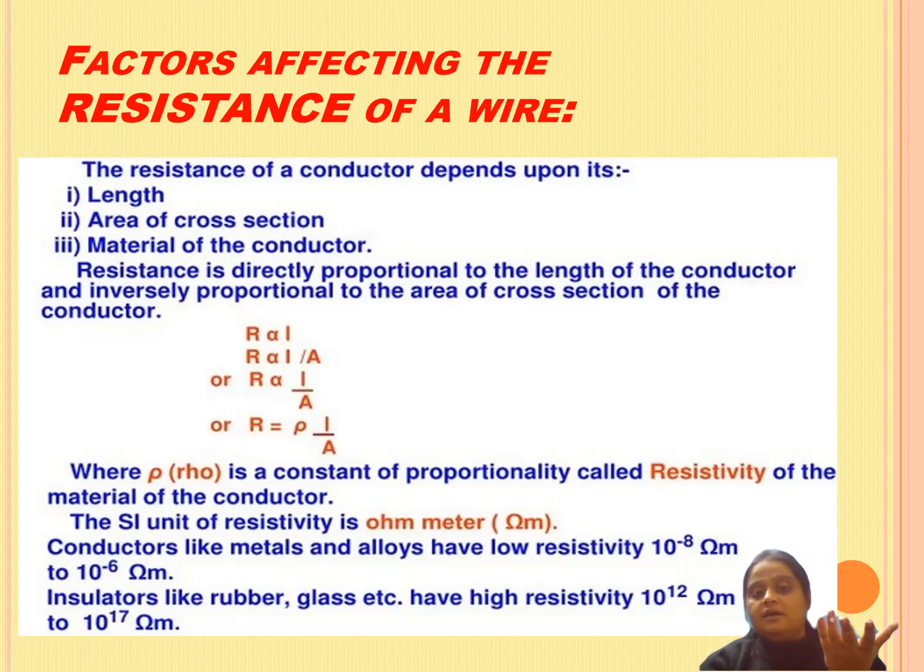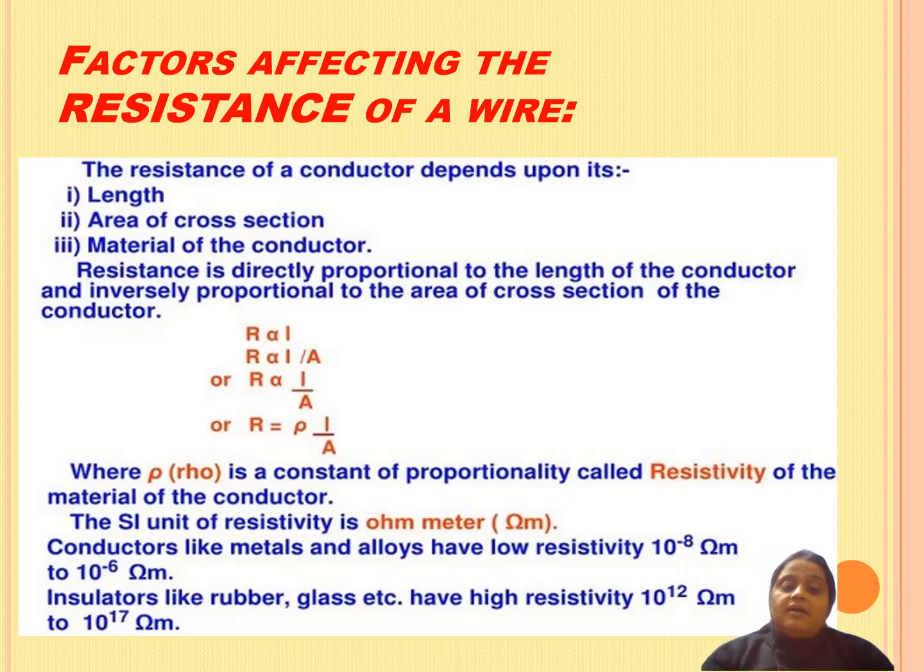The symbol is rho. So rho is the constant of proportionality that is known as resistivity. And the unit for this resistivity is what? Ohm meter. So you can say the resistance will be equal to the resistivity if a wire has a 1 meter length and an area of cross section of 1 meter square.